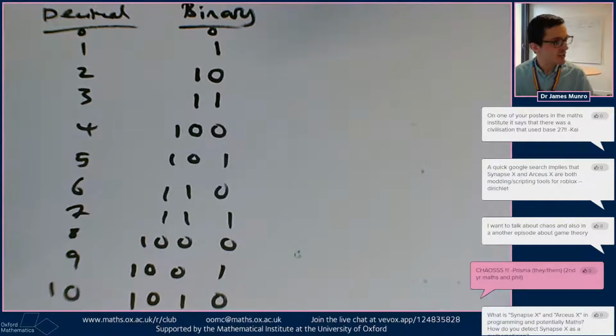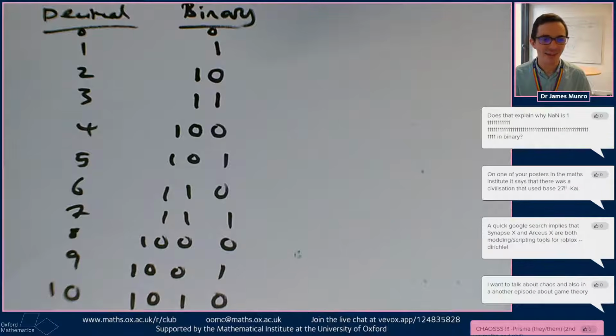A civilization used base 27, yeah. Other number systems are available. The posters in the Maths Institute are also available on our website. If you search the Oxford Mathematics website for posters, then you can grab lots of the posters. Is it? I did not know this. Is there a code for NaN in binary?